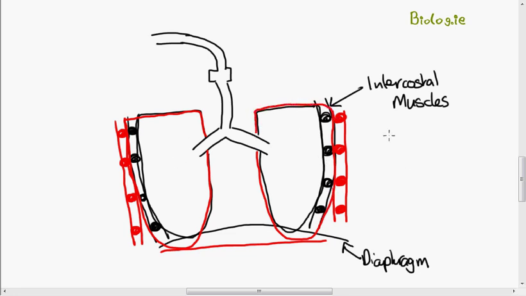So the red here shows contracted muscles. C, that should be a C. So the red is the contracted muscles, and the black is the relaxed muscles.